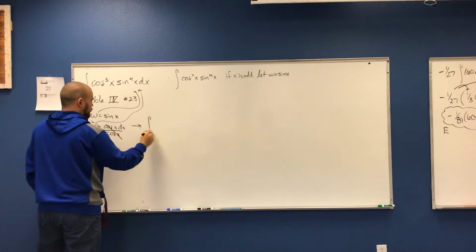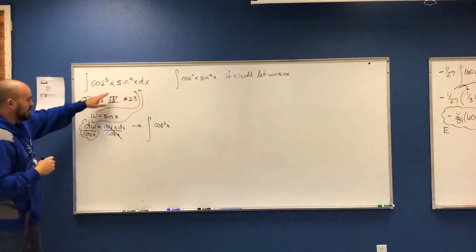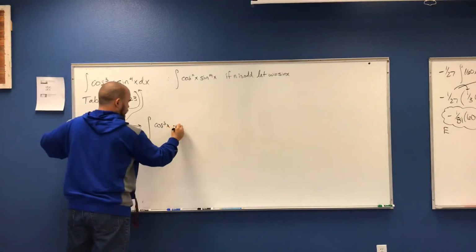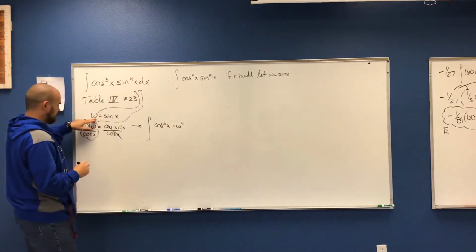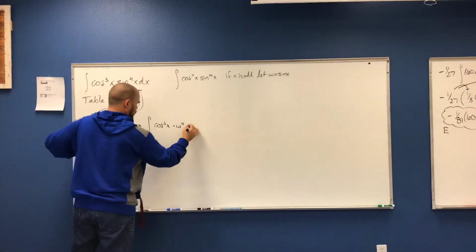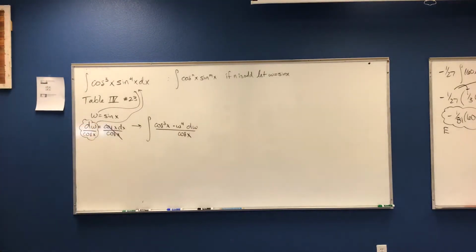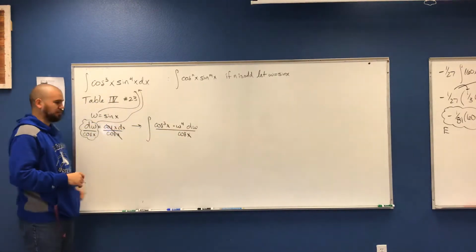That should now give us the integral of cosine to the third x. And instead of sine of x to the fourth, we'll use w to the fourth times w to the fourth. And instead of dx, we should be able to plug in dw divided by cosine of x. Now this doesn't look very pretty at the moment. Again, dw over cosine of x can substitute for dx. That's where the dw over cosine of x came from.